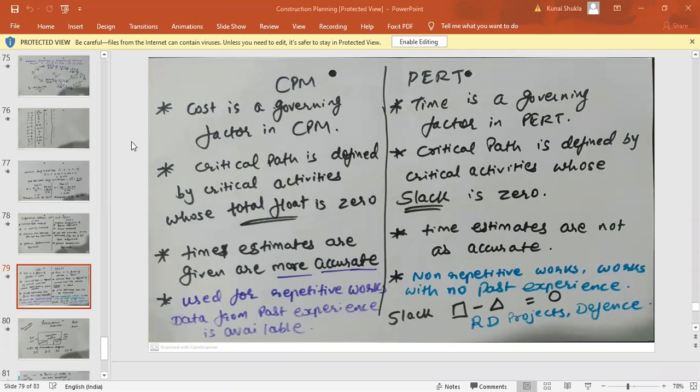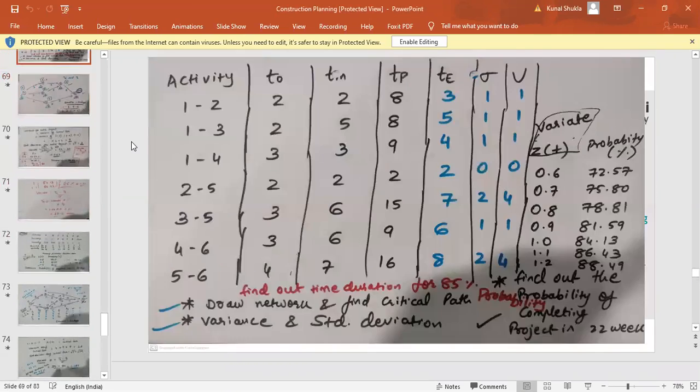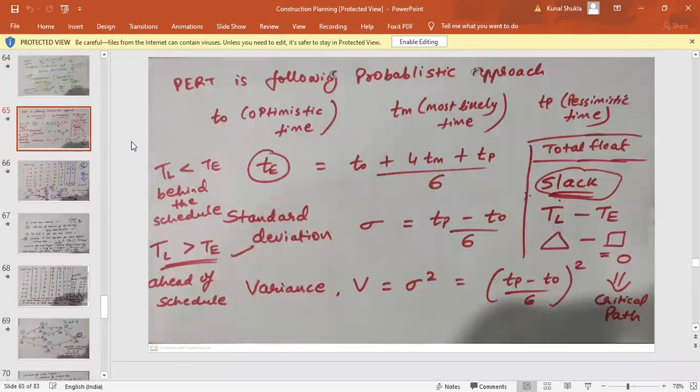So just remember these three formulas. Almost everything will depend upon the calculation of these three formulas. TE, that is expected time. Capital TE is called the earliest event occurrence time. Small te is called the expected time of the activity. The standard deviation is also important, and V is equal to sigma square, the variance.